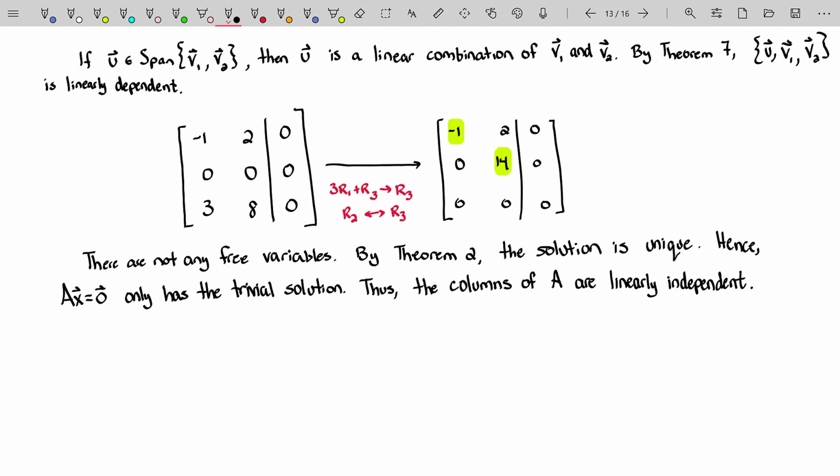So there are not any free variables, so by theorem 2, the solution to the related system must be unique. Hence, Ax equals 0 only has the trivial solution because it has at least that solution, and it only has one solution, so it is the trivial solution. Thus, the columns of A are linearly independent.